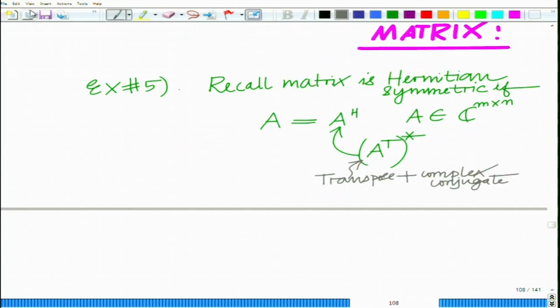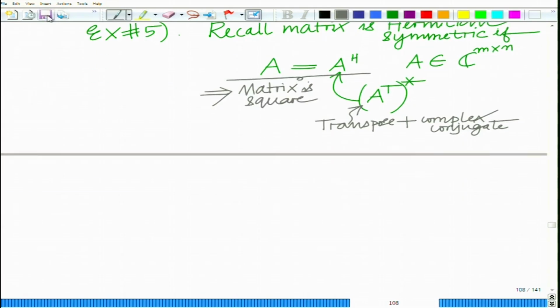And if you have a matrix which satisfies the property that A equals A Hermitian, this is known as a Hermitian symmetric matrix or simply sometimes as a Hermitian matrix. Okay. And naturally, for a matrix to be Hermitian symmetric, it must be the case that it is a square matrix, correct. So that an n cross n matrix remains an n cross n matrix when you take its transpose. So, this implies that Hermitian makes sense only for a square matrix.